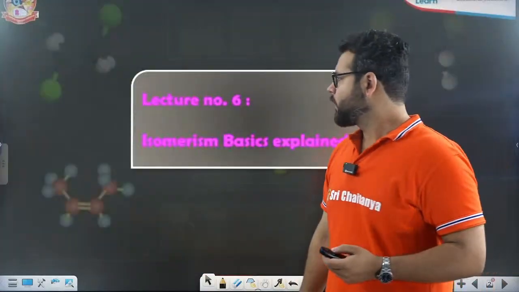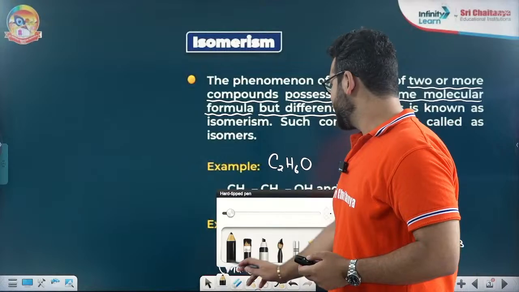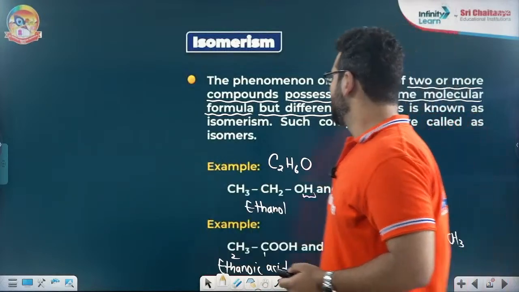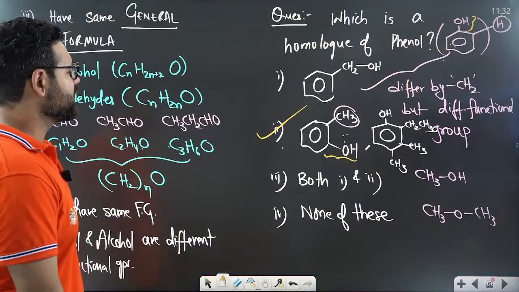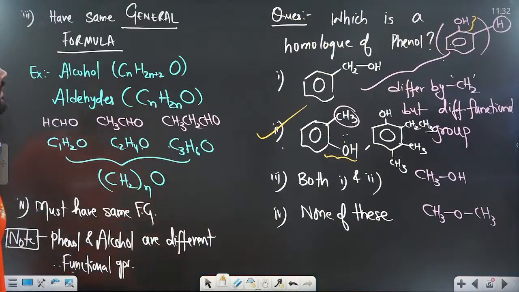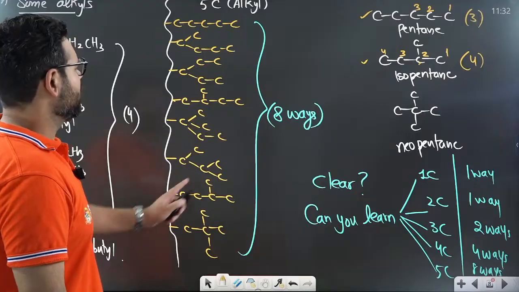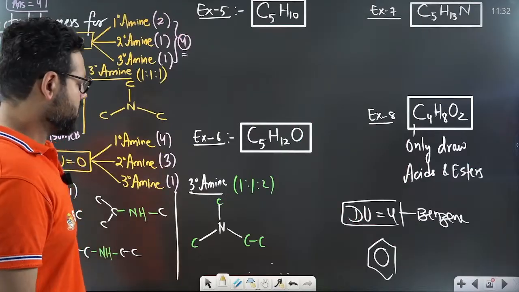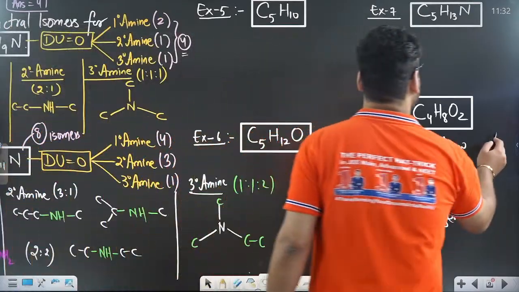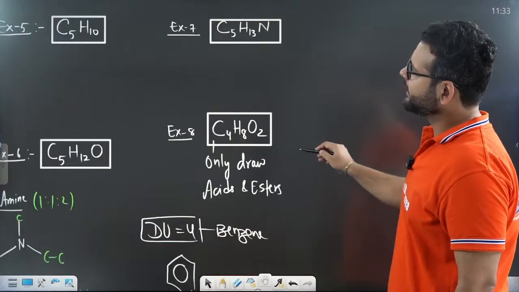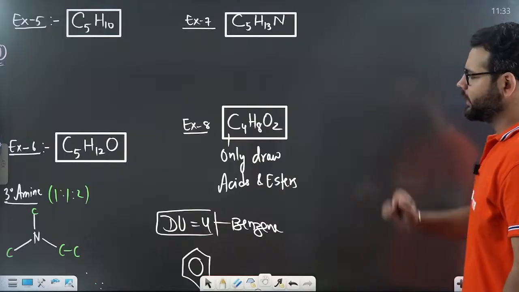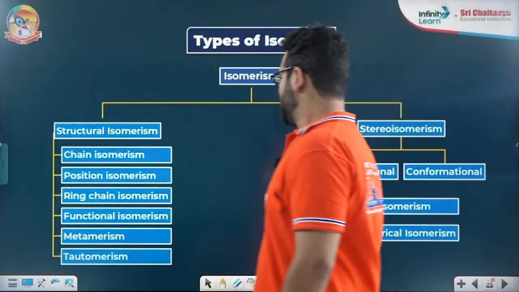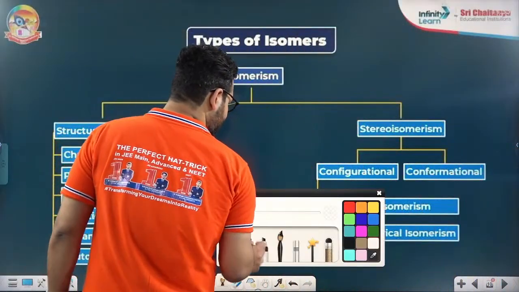Okay, guys. So we studied what the meaning of isomerism is, what homologues are, what isomers are, and the difference between them. Then we did a few questions from this particular topic. These questions we'll deal with at the end of the class, and I'll tell you their answers then. So let us start.